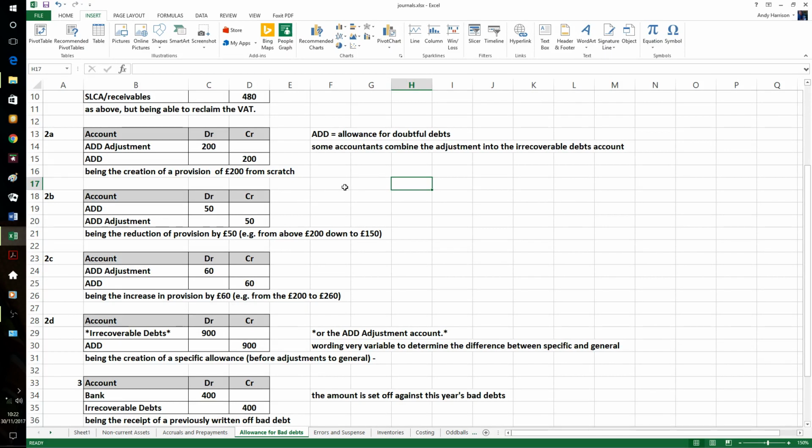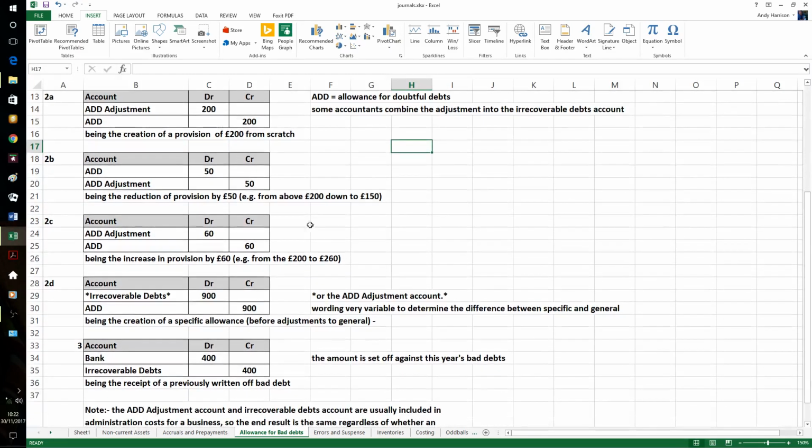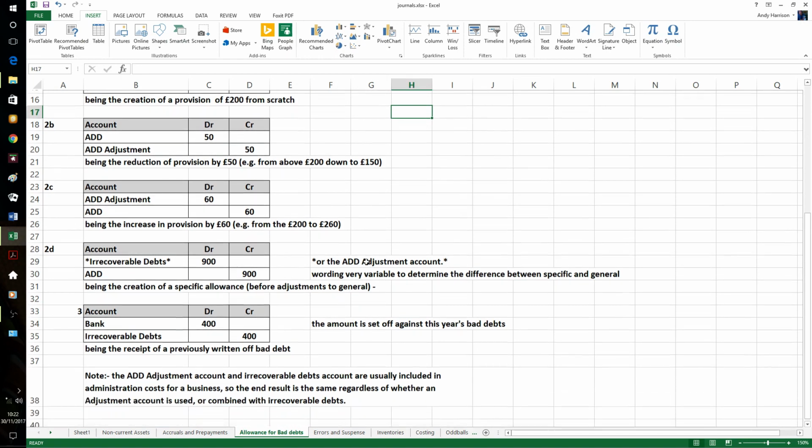Some accountants would put that into the irrecoverable debts and just combine them. It doesn't really matter at the end because, particularly for a business, it all turns up in an admin cost, so it doesn't make any difference to our profit or loss. It's just knowing what's actually happened. The opposite, of course, to reducing it is to increase it, so another credit entry into allowance for doubtful debts. So this, if it had been 200, would now take it up to 260.